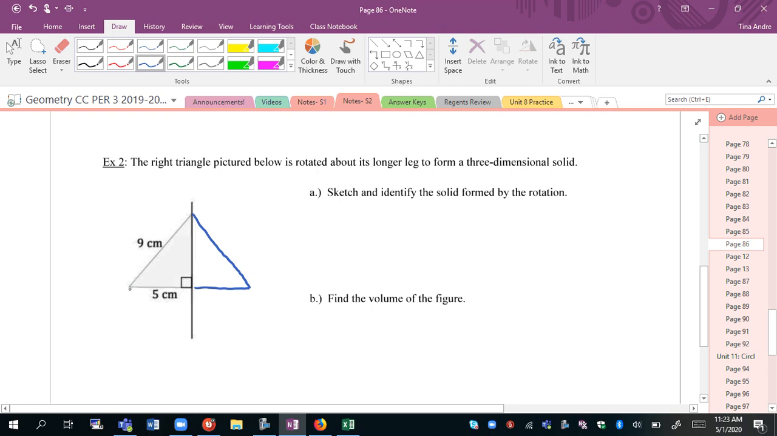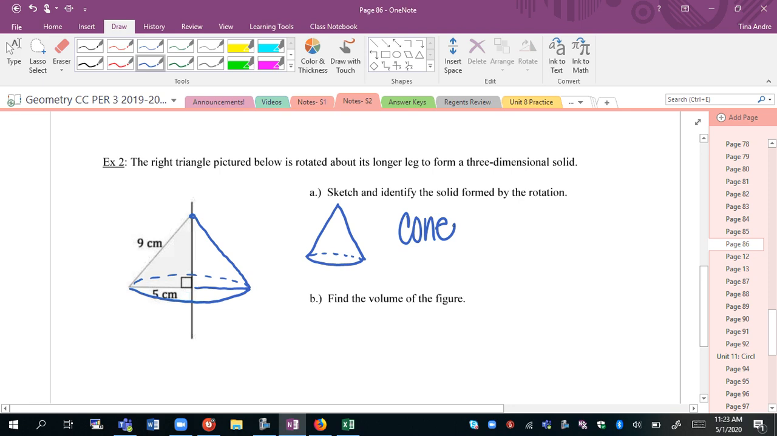Since it's going 360 degrees, you want to add this curved part to represent rotating 360 degrees. This point up top gets locked in place, so you're not going to see any curved part coming from that. And we can see that we have a cone. So, sketch and identify the solid form. Well, I've already sketched it over here. If I want to sketch it again, I can sketch it without the axes. It doesn't really matter, but you get a cone.